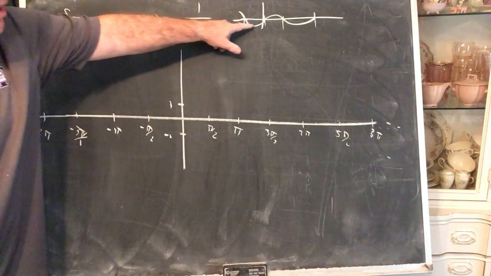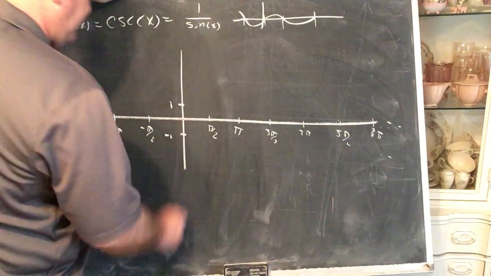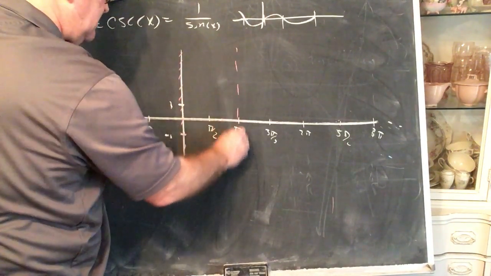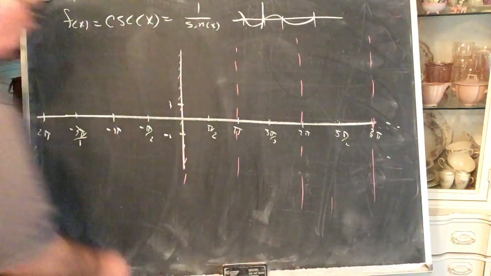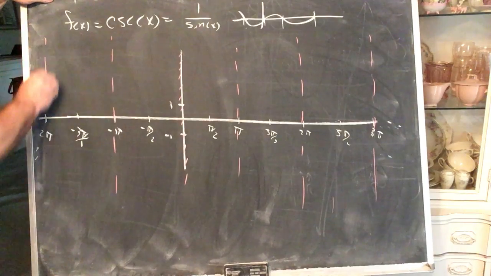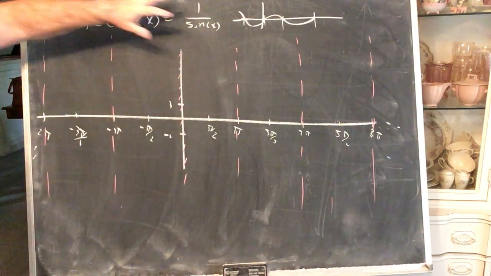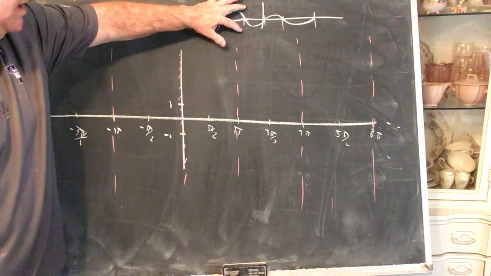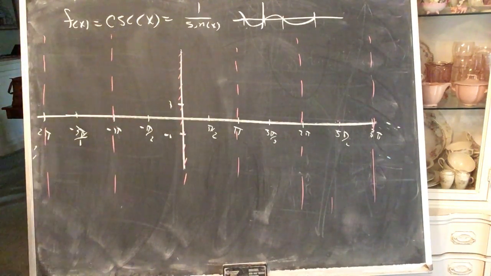Anywhere sine has a node, that's at 0. So at 0, there is a vertical asymptote. At pi, at 2 pi, at 3 pi, and so on. At negative pi, at negative 2 pi. So anywhere sine crosses the x-axis, anywhere sine has a node, the nodes of the sine curve are the same as the vertical asymptotes for the associated cosecant curve.